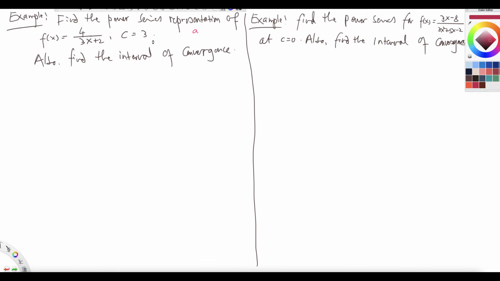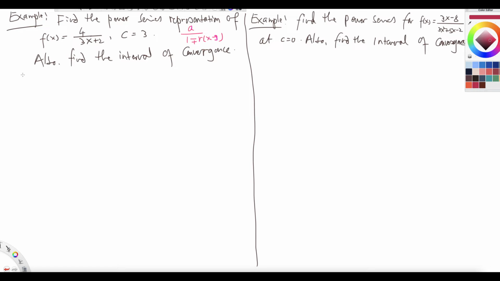Okay, so in this example, since c is 3, since the center is 3, you want to get the form of either a over 1 minus r(x minus 3), or it could be 1 plus r(x minus 3). It is not a problem, because if you get plus, then you can do minus there, right? So you can do minus and then minus like that. Not a problem at all. So you need to get 1 plus a function of x minus 3, or 1 minus a function of x minus 3.